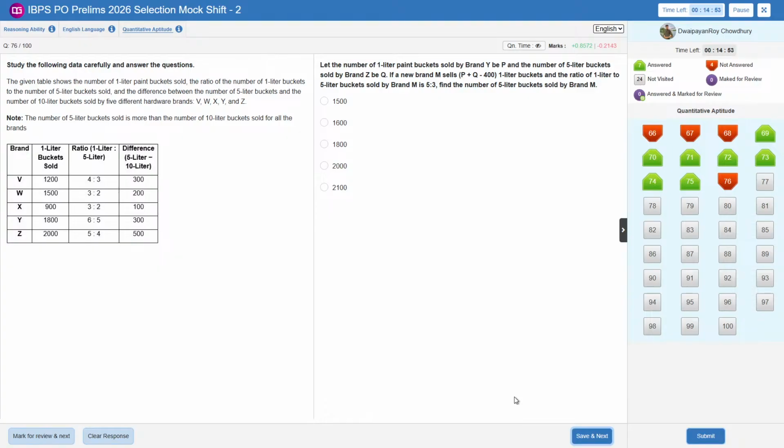If brand M sells total, so it's going to be 3000 total. 1 liter bucket, and the ratio of 1 liter to 5 liter is 5 to 3. So total going to be 3 upon 8. Nah, I think I did some mistake. Okay, this is the 1 liter bucket. So they are saying this is close equal to 5. So 3 is equal to 18.